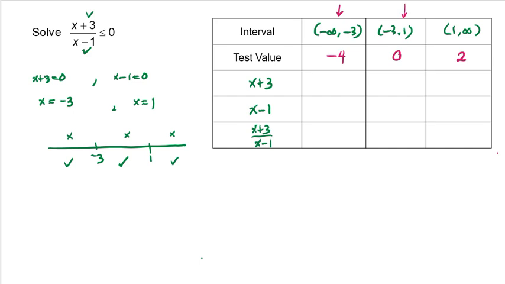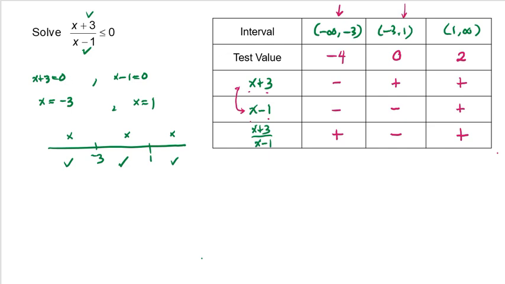Now we are going to substitute this test value inside these functions. When you substitute with -4, you will have a negative number here, and a negative number here. If you substitute with 0, here is positive, because 0 plus 3 is 3, a positive number, and 0 minus 1 is -1, a negative number. If you substitute with 2, you have a positive number here, and 2 minus 1 is +1, so positive. If we divide these two, negative divided by negative gives a positive number. This one we get a negative number, and this one we get a positive number.